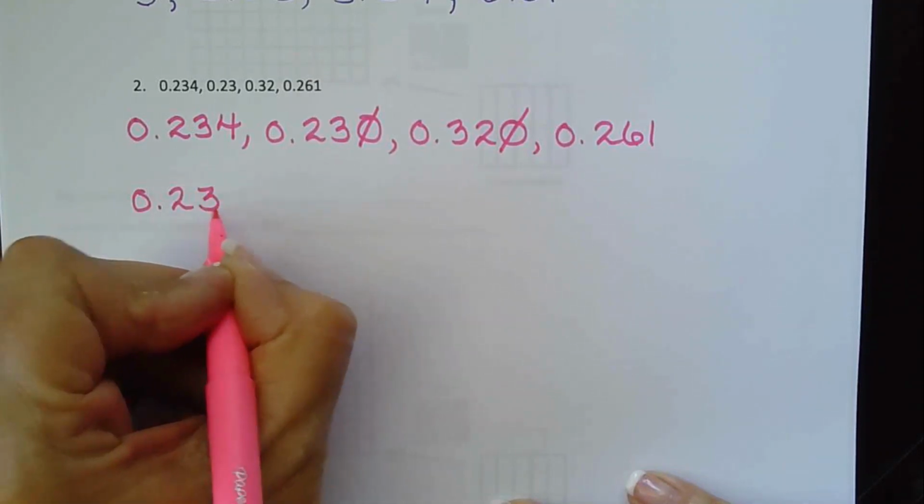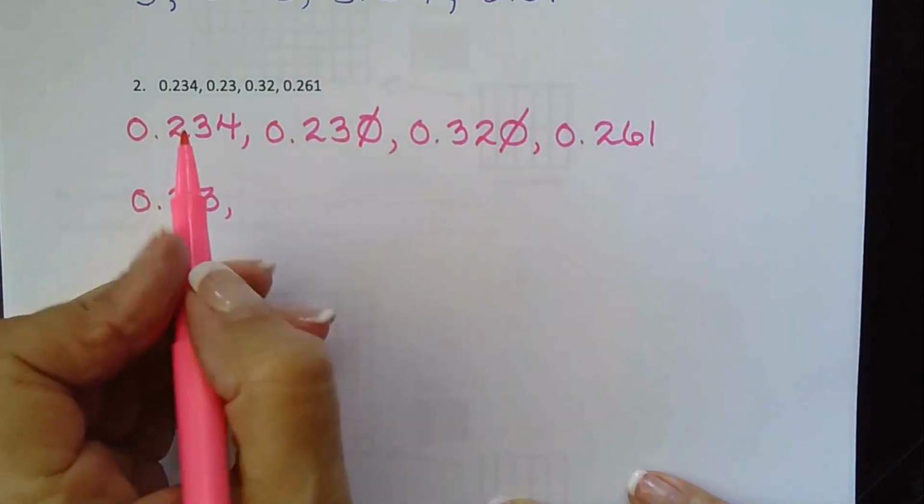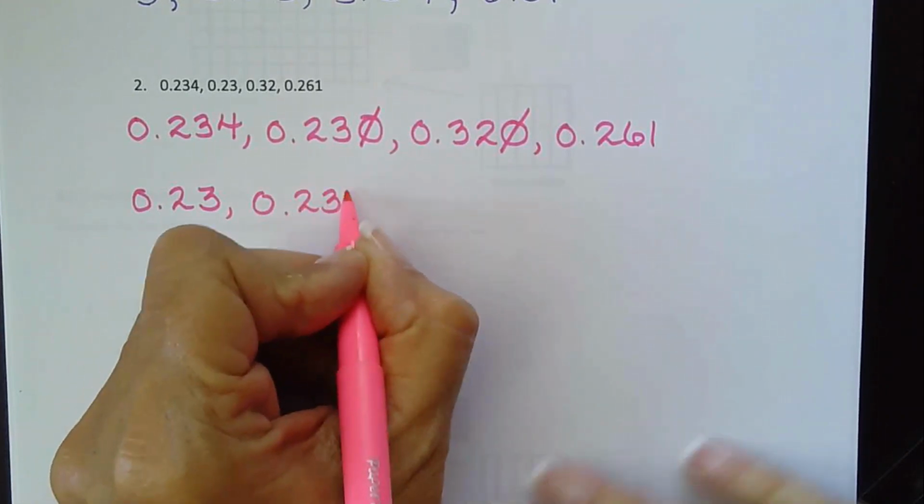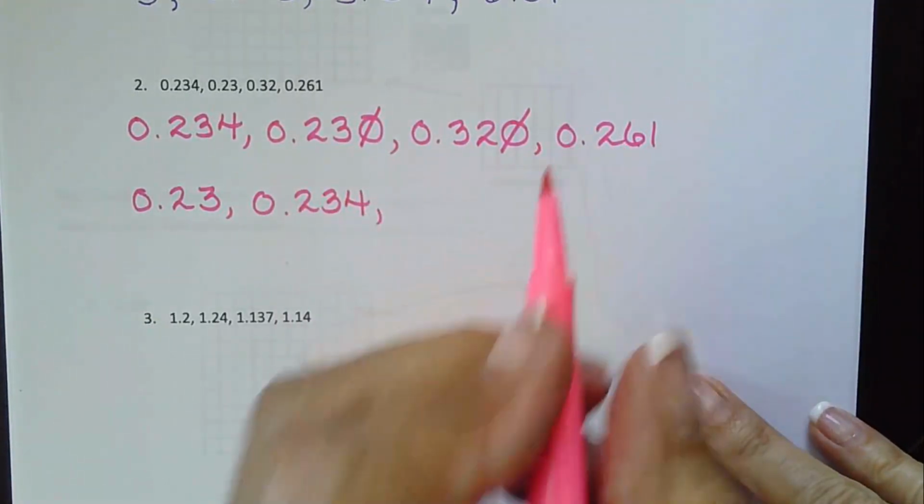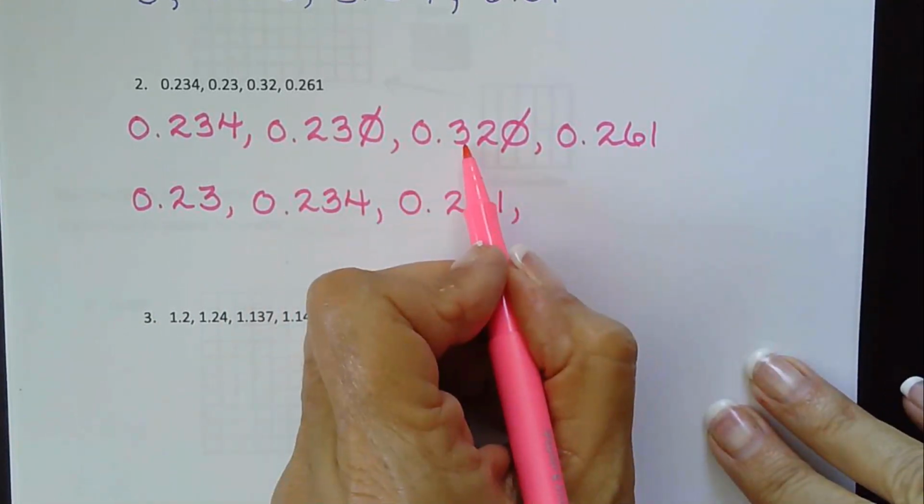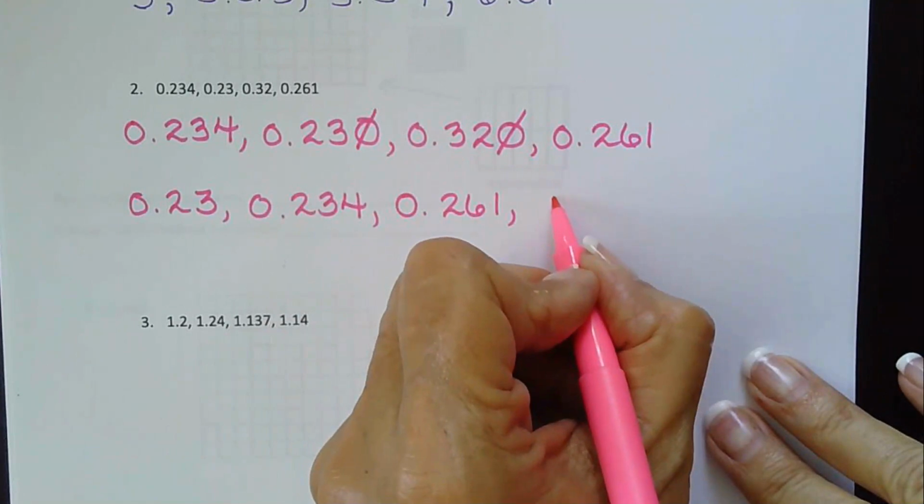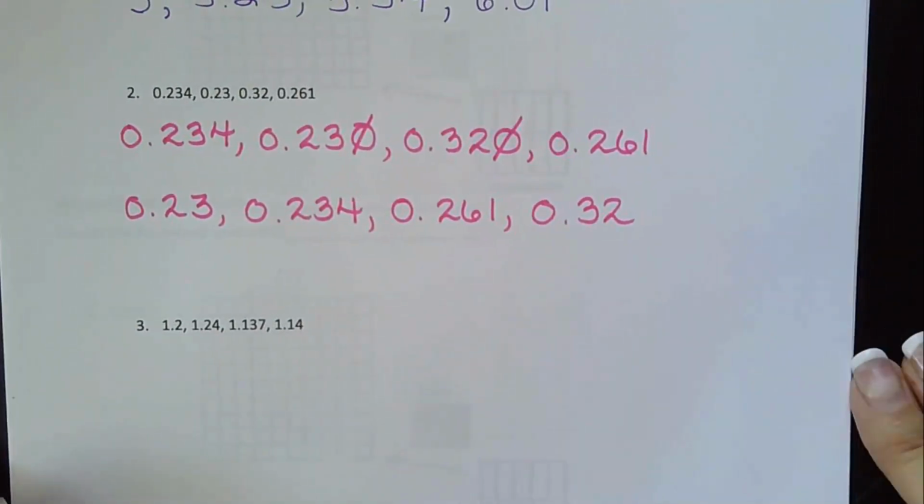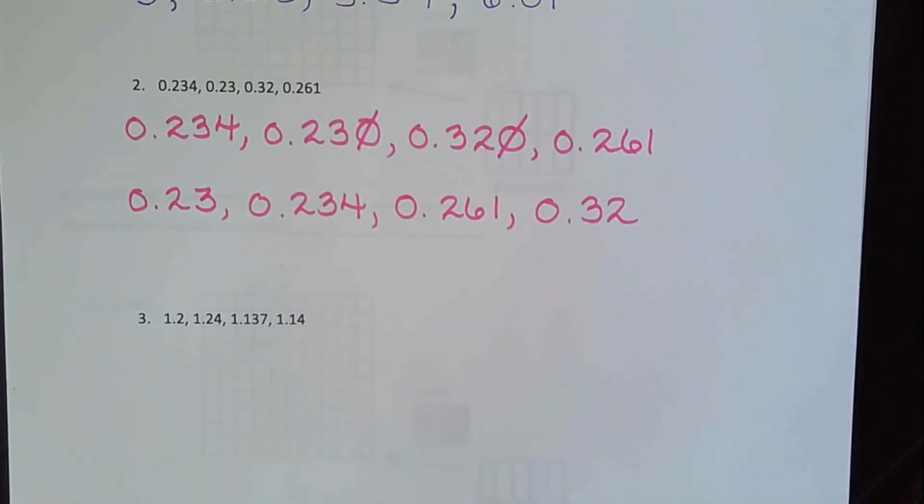So 0.23. The next smallest is 234, so 0.234. The next smallest is 261, so 0.261. And then the largest is 320, so we just write 0.32. Isn't that such a nice, easy method? I love that. Whoever invented it was genius. Makes it so easy.